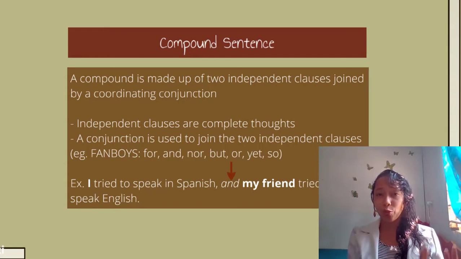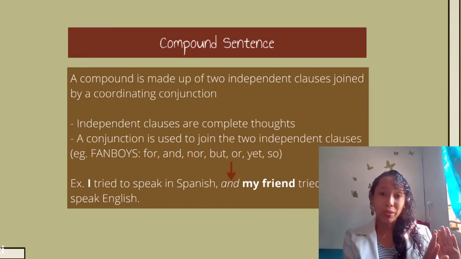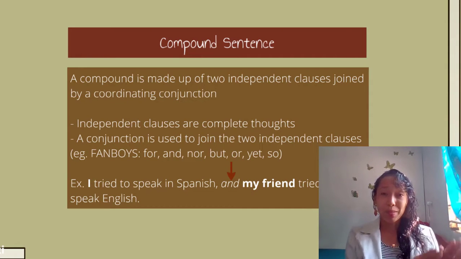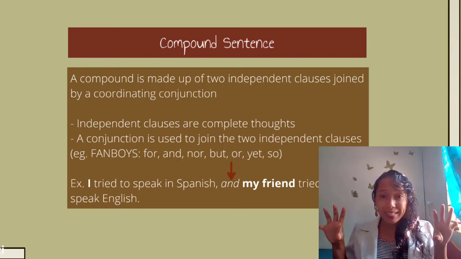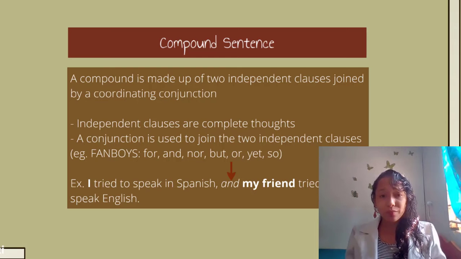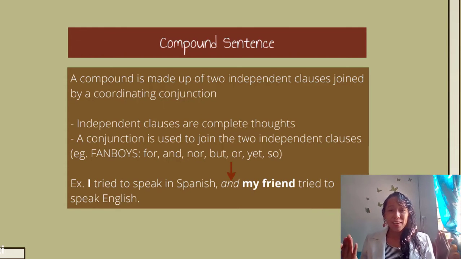Notice that this is very different from a simple sentence with a compound predicate or a compound subject, because in this case, in a compound sentence, there are two separate sentences that are being put together. Here's an example. I tried to speak in Spanish, and my friend tried to speak English. If you notice here, I tried to speak Spanish is one sentence. My friend tried to speak English is another sentence, and they're being put together to form one sentence called a compound sentence.